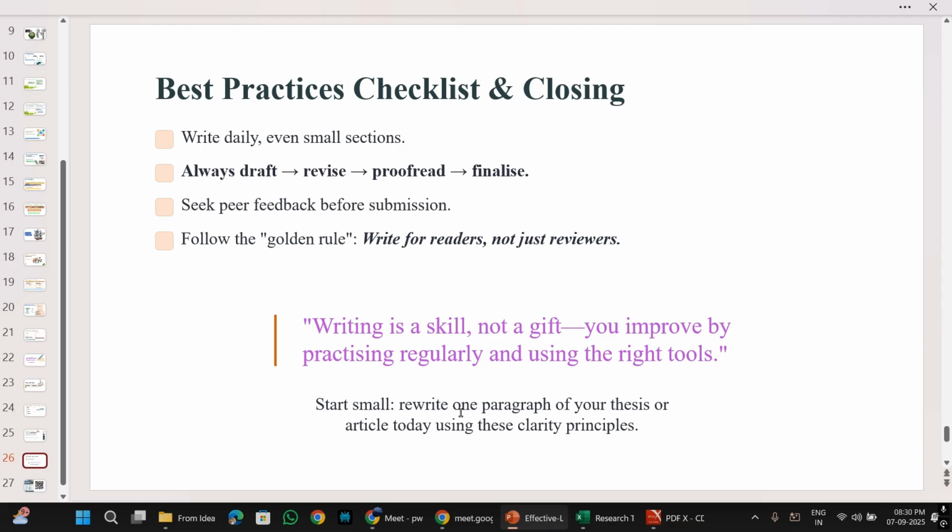Don't just send across your manuscript. Even if you revised it, proofread it, and finalized it, don't go for submitting it. Send it to your advisor, ask them to read it. If you want, you can also send it to some other researchers that you came across while going through your literature. Follow this golden rule: write for readers, not for the reviewers. Reviewers will give you n number of comments that you will not like, but write for the readers who will ultimately read it, not for the reviewers.